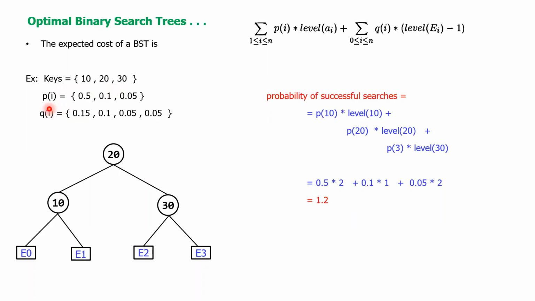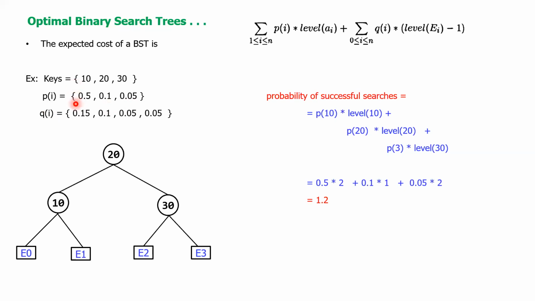Then P of I represents the probability of a successful search. Again, there are 3 values given here, 0.5, 0.1, 0.05. 0.5 indicates the probability of 10.